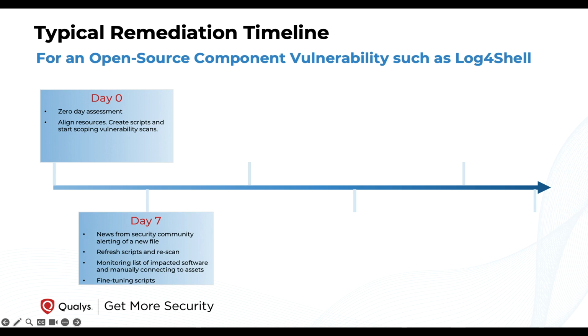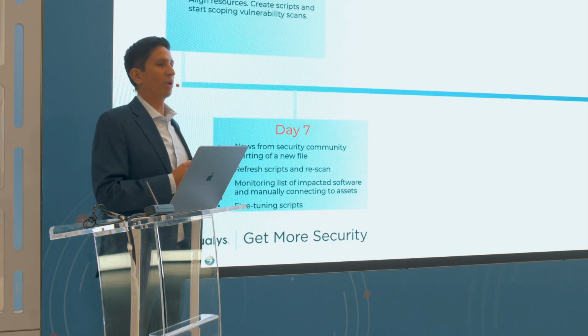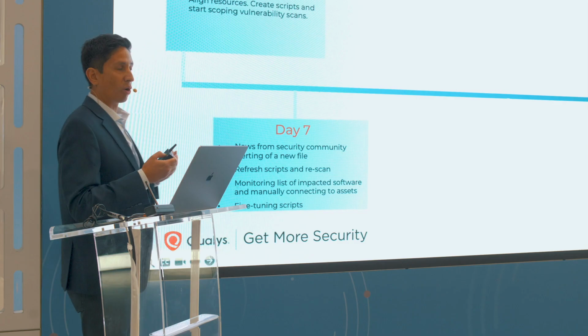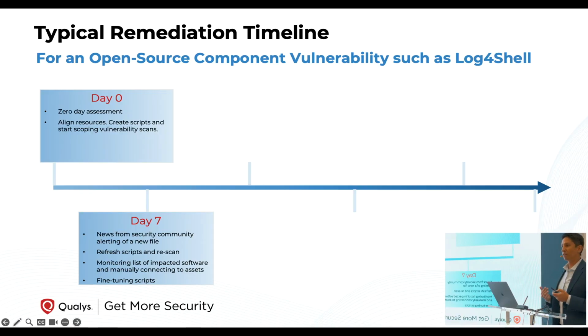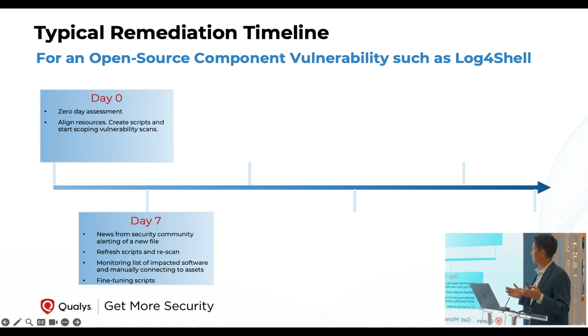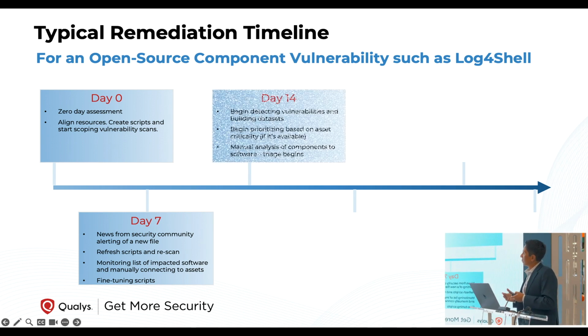And the teams were still learning. After 7 days, the community was still struggling to identify which software applications, both commercial and open source, had packaged a vulnerable version of Log4j in their applications. So as new updates came in, as a team, you had to update your scripts and update the scope of where you were launching your scans and your assessment. By day 14, teams started detecting these vulnerabilities.